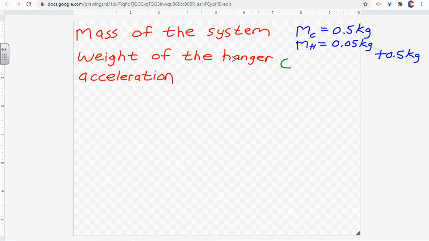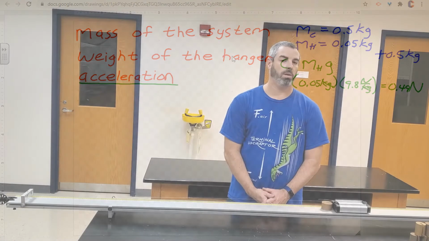So the controlled value of the weight of the hanger, since there's 50 grams on the end, is the mass of the hanger times g. So the mass of the hanger is 0.05 kilograms times 9.8. Remember, we're in the lab, so we're not going to use 10. That's newtons per kilogram or meters per second squared. We end up with a measure in newtons, and that controlled value is going to be 0.49 newtons. So this is going to be your controlled value. You're going to change the mass of the system, and you're going to calculate the acceleration from it.